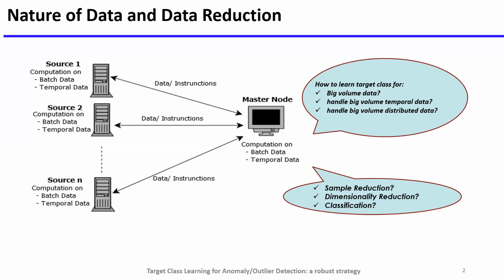So majorly, once we see the nature of the data, especially in distributed and temporal environments, we must think about data reduction. Even if we are not working in a distributed environment and we are working with batch data, we should also focus on extraction of the most promising training samples along with the most promising features that will represent the target class in the best way, so that in a later stage while testing, the anomaly can be detected easily.